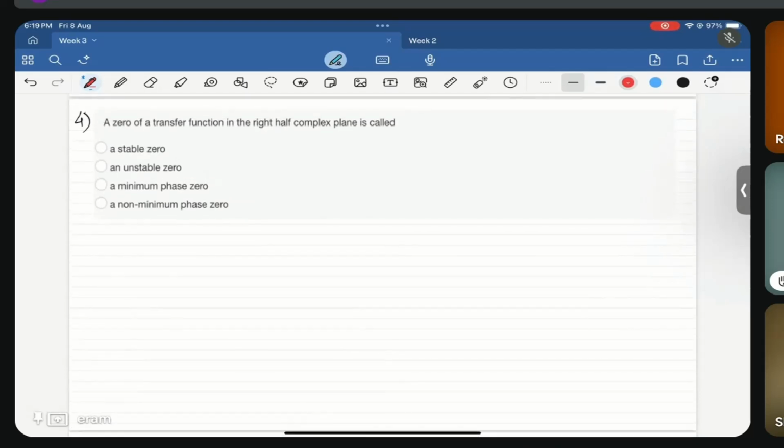So it's just an MCQ question. The zero of a transfer function in the right half complex plane. If the zero is in the RHP, then such a zero is called a non-minimum phase zero. Okay, correct.